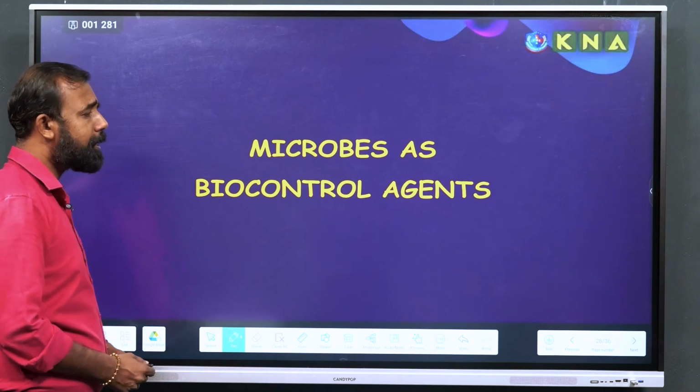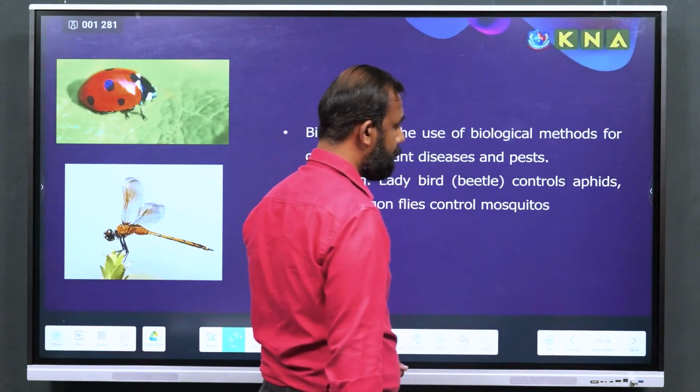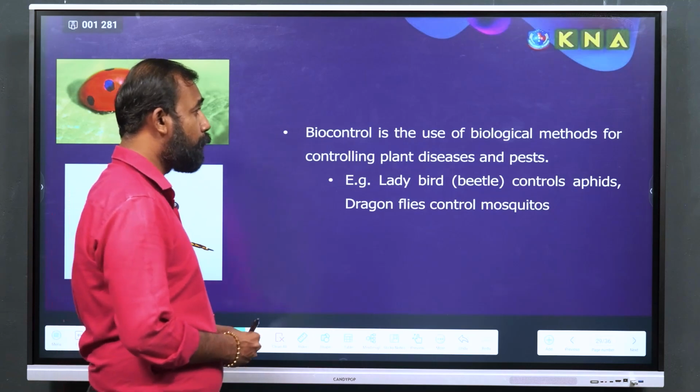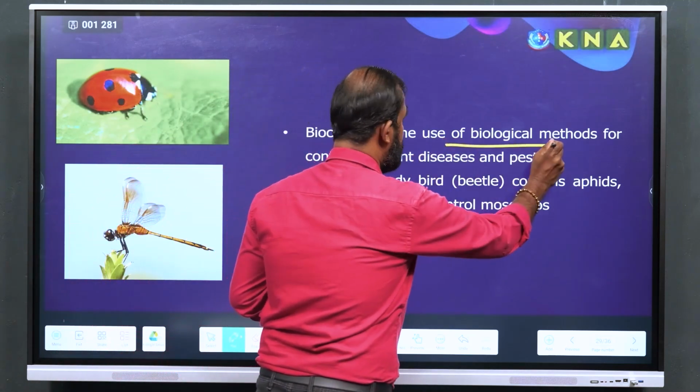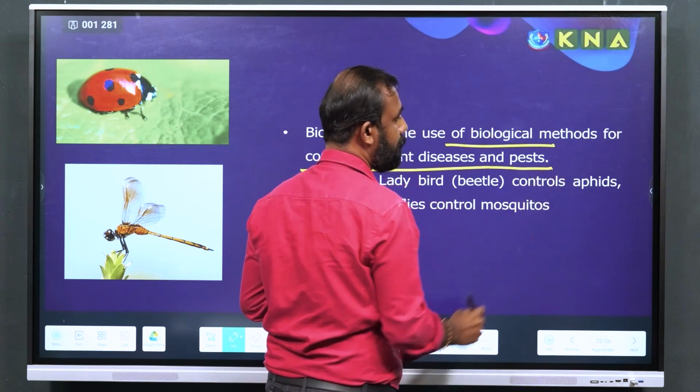Next, microbes as biocontrol agents. What do you mean by biocontrol agents? Biocontrol is the use of biological methods for controlling plant diseases and pests.